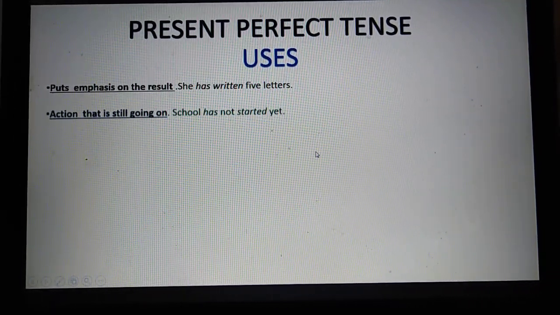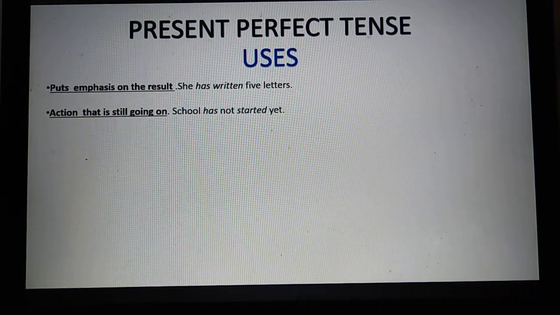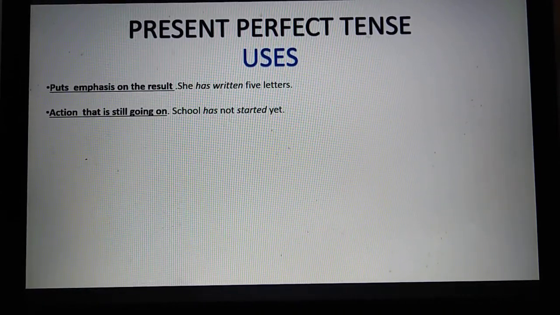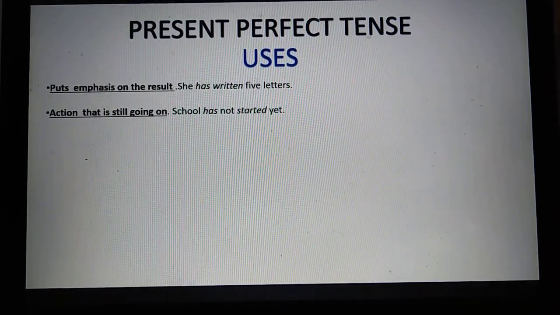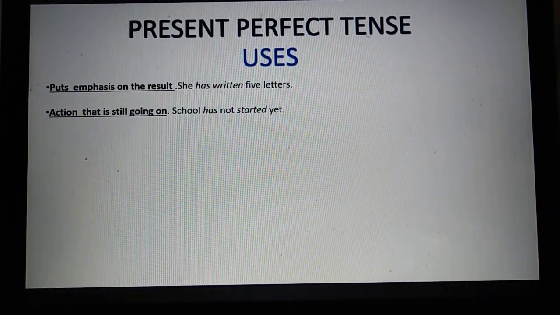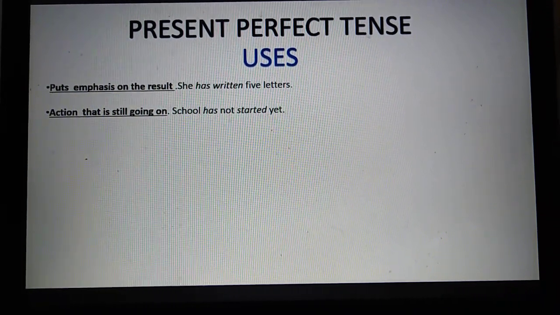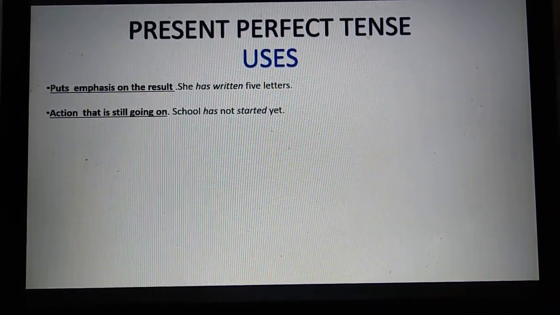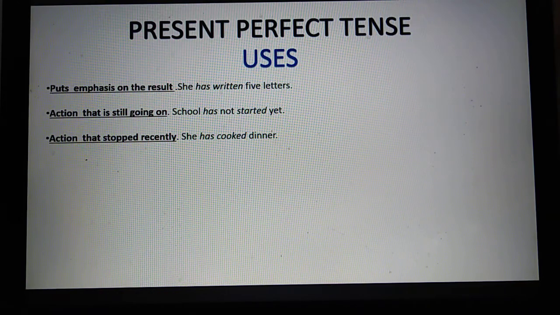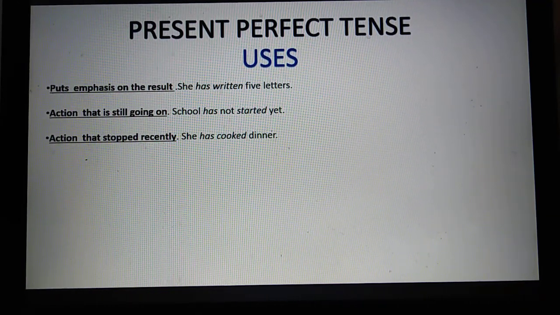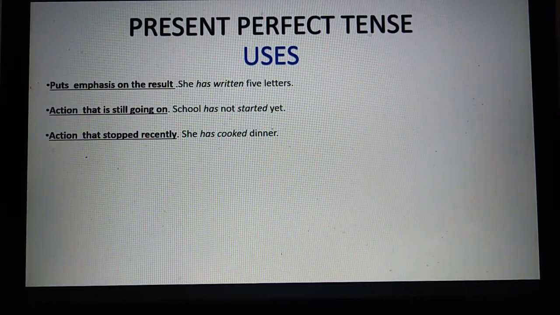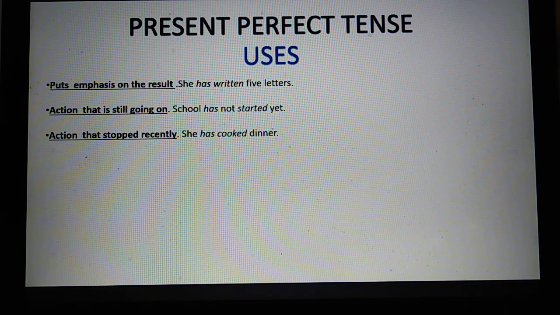Action that is still going on. For example, school hasn't started yet. So it's an action that is still going on, which means the schools are still closed. Okay? Then action that stopped recently. She has cooked dinner, which means just a few minutes ago or a few seconds ago. So she has cooked dinner, okay?